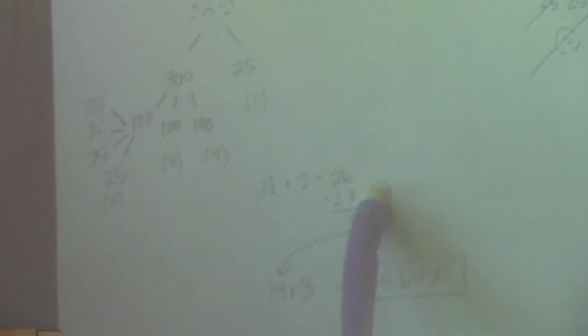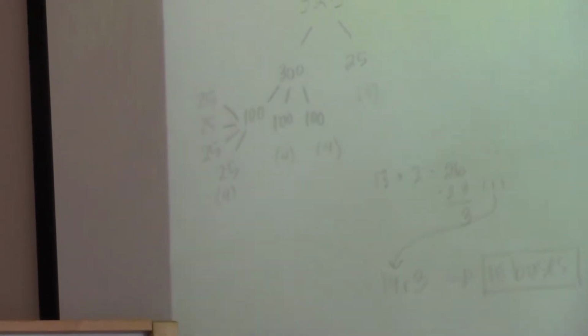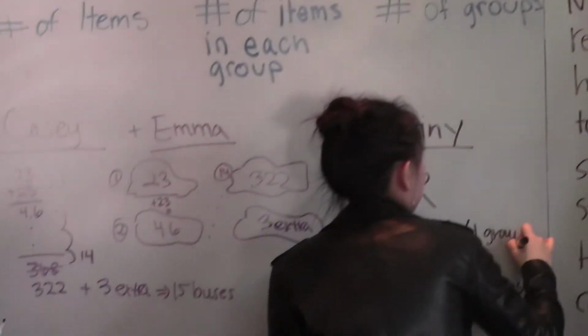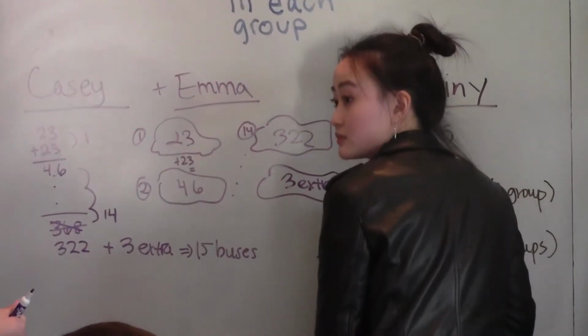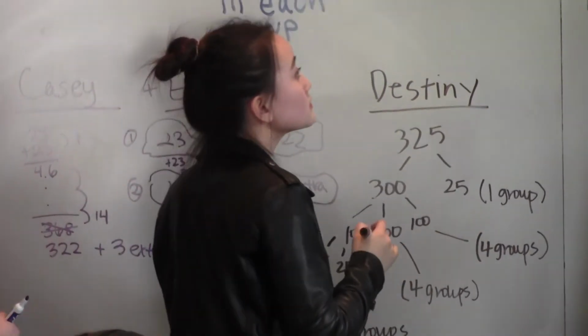So then it was 26. And so that gave us another group of 23. So we added that to the 13 to get 14 groups. And then there was a remainder of 3, which means that we would have to go up to 15 buses. Yes. I'm confused about the 13 groups part.